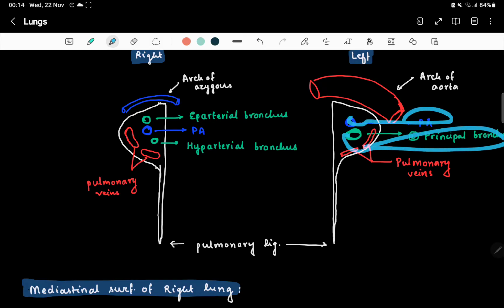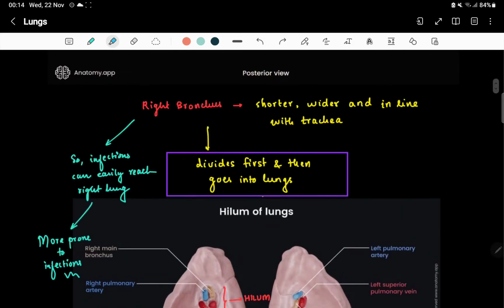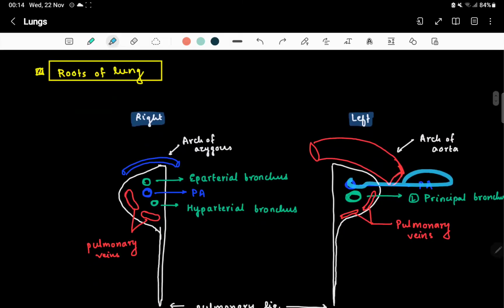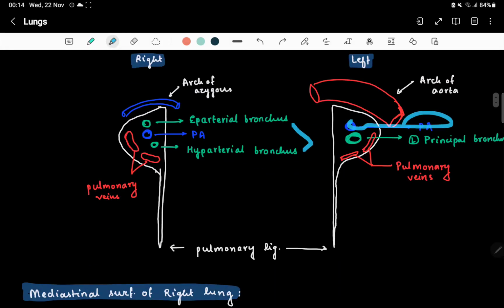And the left principal bronchus is there. And pulmonary veins are there. So we told that the right bronchus divides first, then it goes into the lungs. Right bronchus is mainly dividing into eparterial and hyparterial bronchus, and then it is reaching the lung. So two bronchi can be seen in the root.